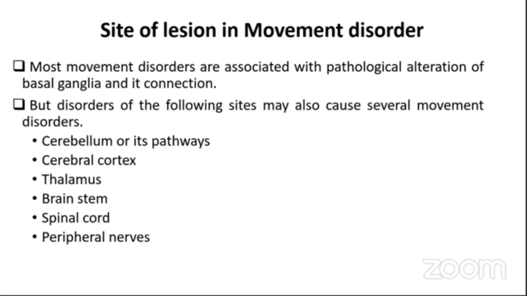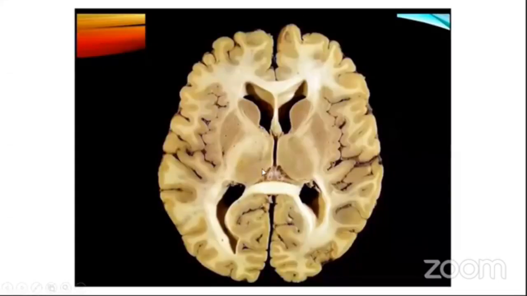We all know the site of involvement in movement disorders is the basal ganglia, but not only the basal ganglia. Other parts of the brain are also involved, which may be the cerebellum or its connections, cerebral cortex, thalamus, even any part of the brainstem, including the midbrain. You all know the rubral tumor or Holmes tumor. Spinal cord, sometimes spinal myoclonus is there. This is also a movement disorder where the involved site is the spinal cord. Sometimes peripheral nerve involvement can also cause movement disorders. So these are the sites responsible for movement disorders.